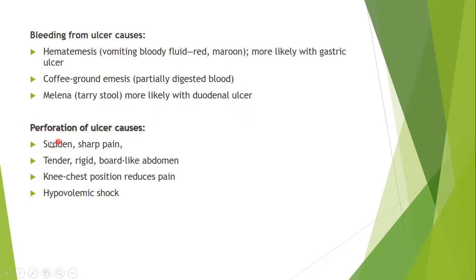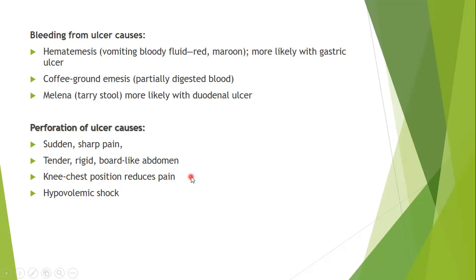Other signs and symptoms are those relating to perforation of the ulcers. If these ulcers perforate, if they excavate the mucosa so much that they pass the muscularis and begin to erode blood vessels, that is perforation. What you see is sudden sharp pain in the abdomen. Then the abdomen becomes tender. When you apply some pressure on this patient's abdomen, they'll feel pain. The abdomen might become rigid, and we call that a board-like abdomen. The muscles tense because of the spasms that occur due to the severe pain. The knee-chest position often will reduce pain.